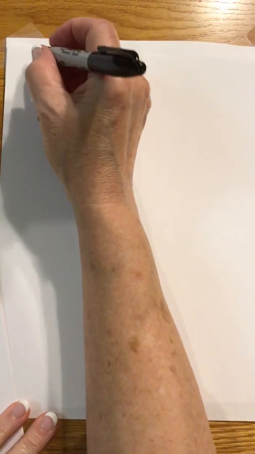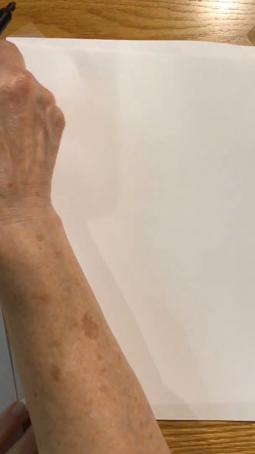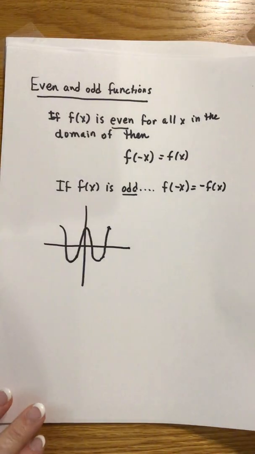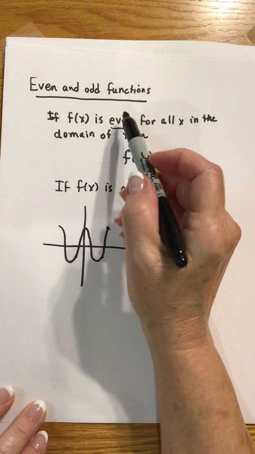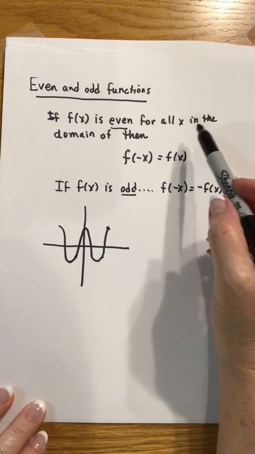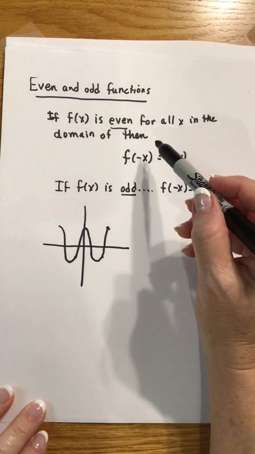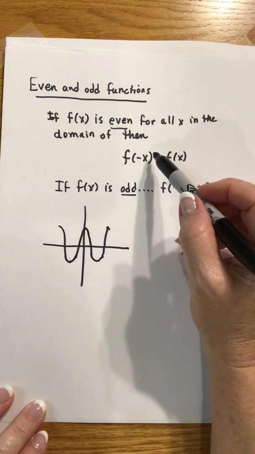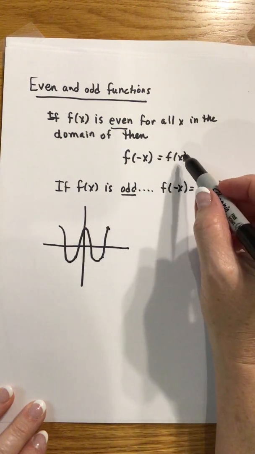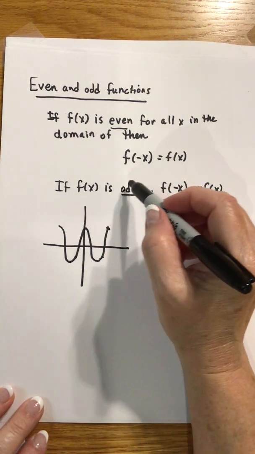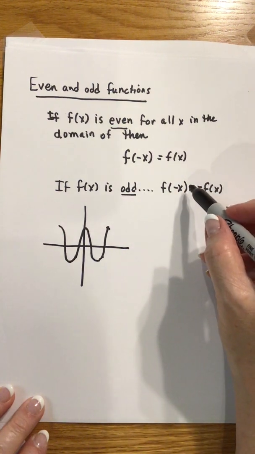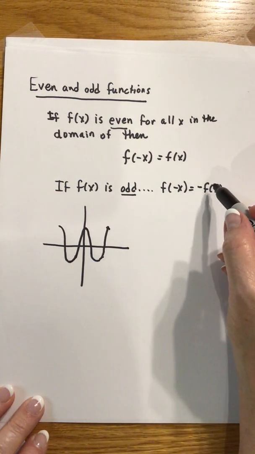Okay, let's start where we left off. We're talking about even and odd functions. If f of x is even for all x in the domain, then we have f of negative x equals f of x. If f of x is odd, then f of negative x equals negative f of x.